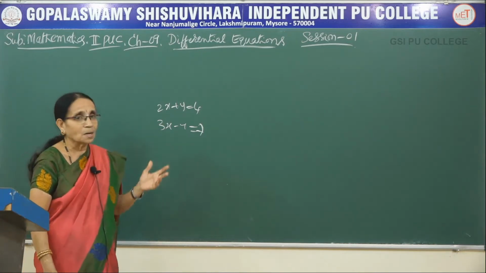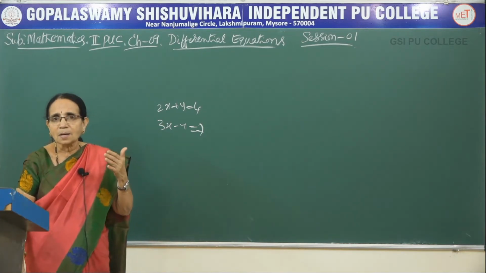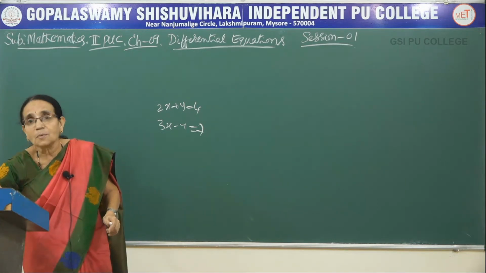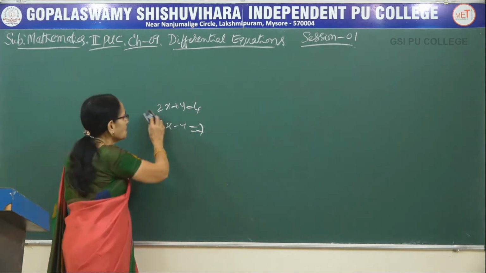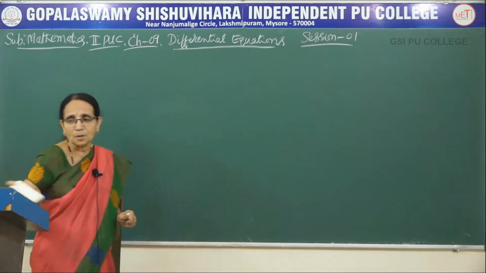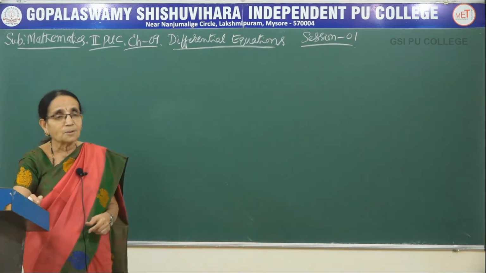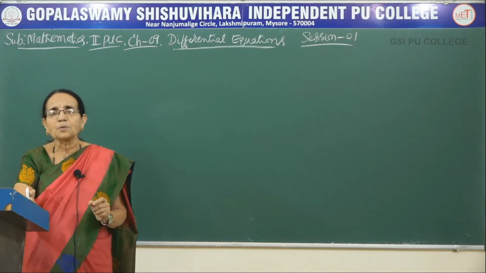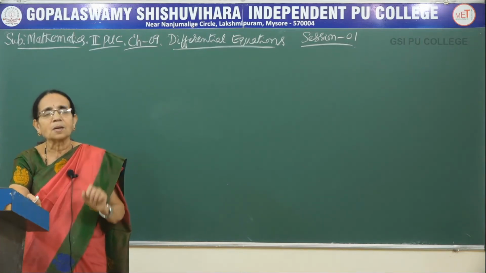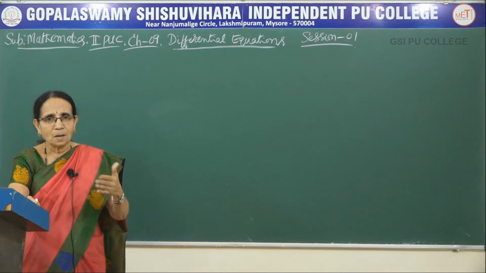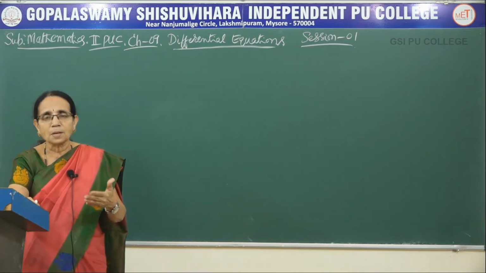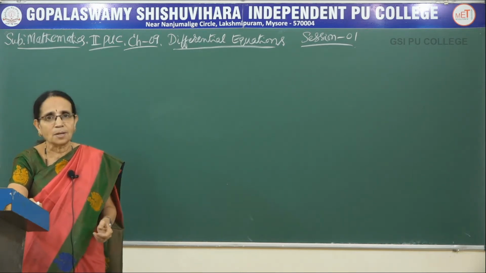In determinants you have come across simultaneous equations in three variables x, y and z, isn't it? And these are the different types of equations you have studied so far in the lower classes. And also in first year PUC you have studied the trigonometric equation where the trigonometric function of a particular variable was involved, isn't it?